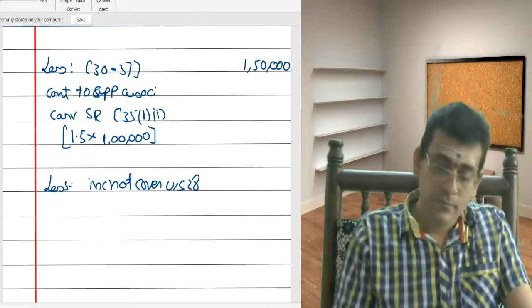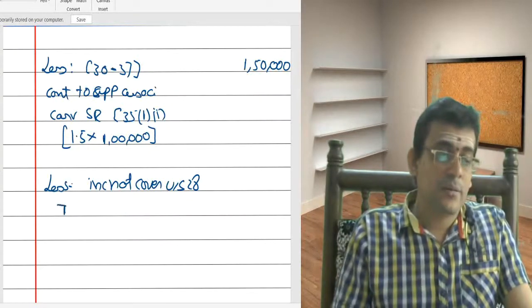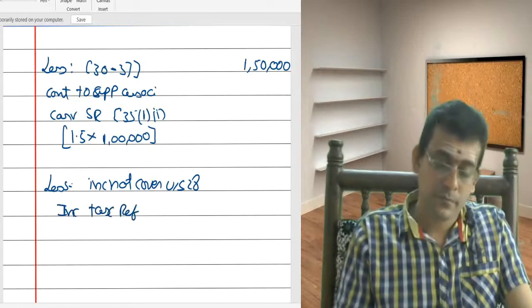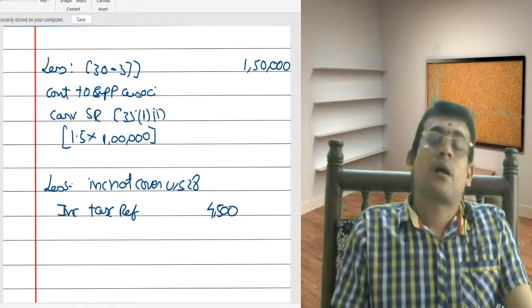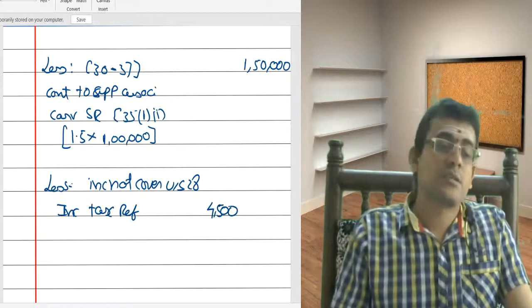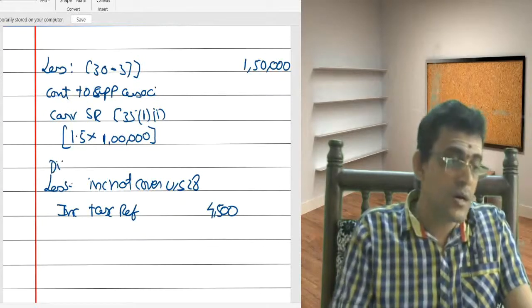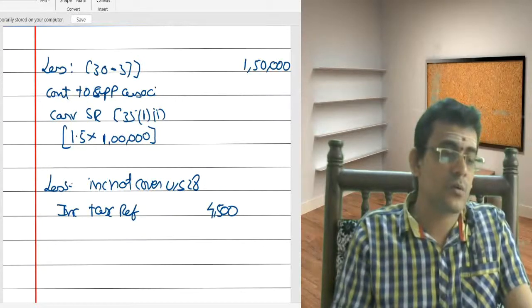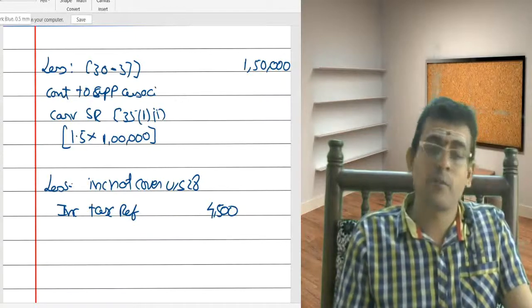Now, what are the incomes covered? Interest. Income tax refund. You got an income tax refund. What is the amount of refund? 4,500. Income tax refund is not at all an income. I have to disallow that. Disallow income. So as I want to disallow my income, this is called your disallowances, or not considering that as an income. So you are not going to consider this as your business income. That's the reason you are removing that from your net profit.